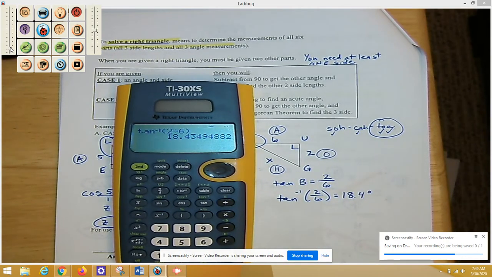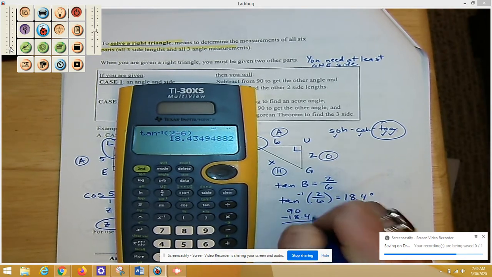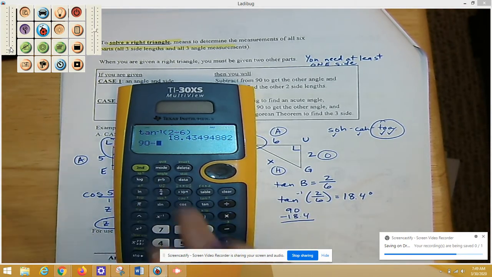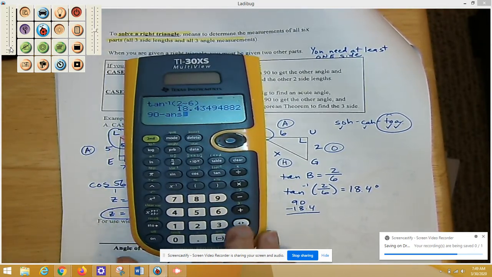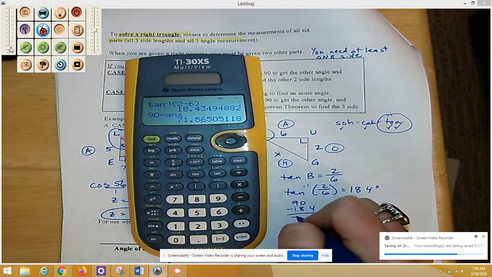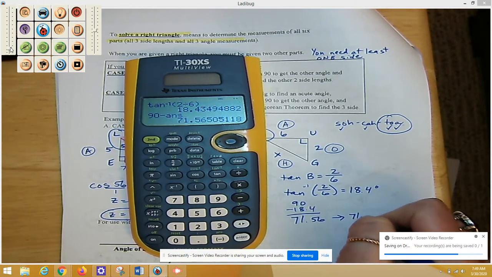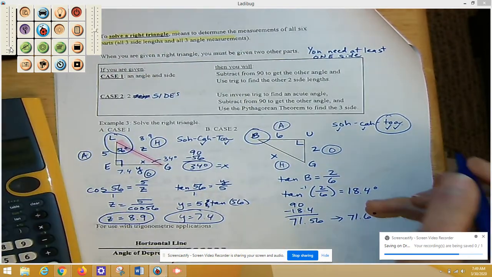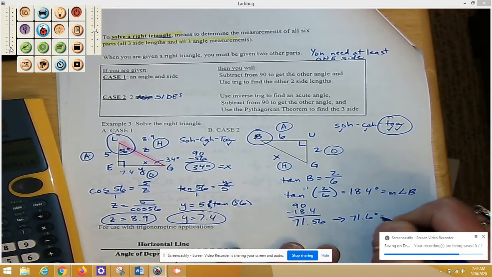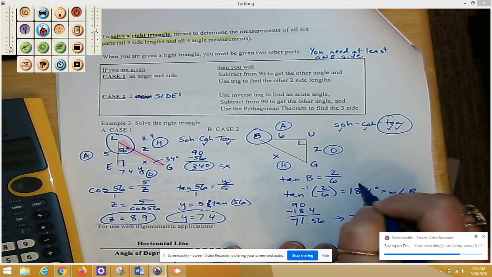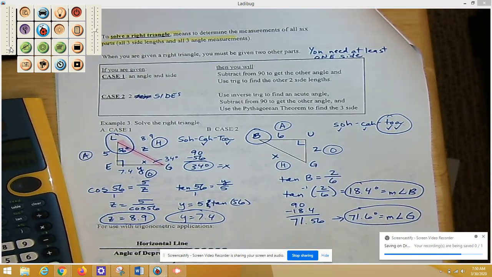And then you've done a lot of the good hard work, because now I'm going to do 90 minus 18.4. And this time I'm going to use my answer button. So remember, the answer button is above the negative. It'll save me a keystroke or two, and I get 71.56. So that's going to be 71.6 degrees. Now this one here, the 18.4, was the measure of angle B, and this is the measure of angle G. So I have found the 2 angles, and now the only thing that I'm looking for is X.